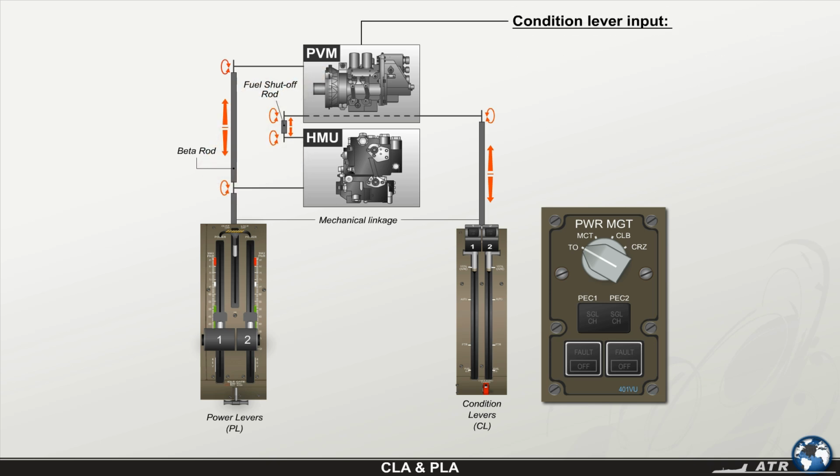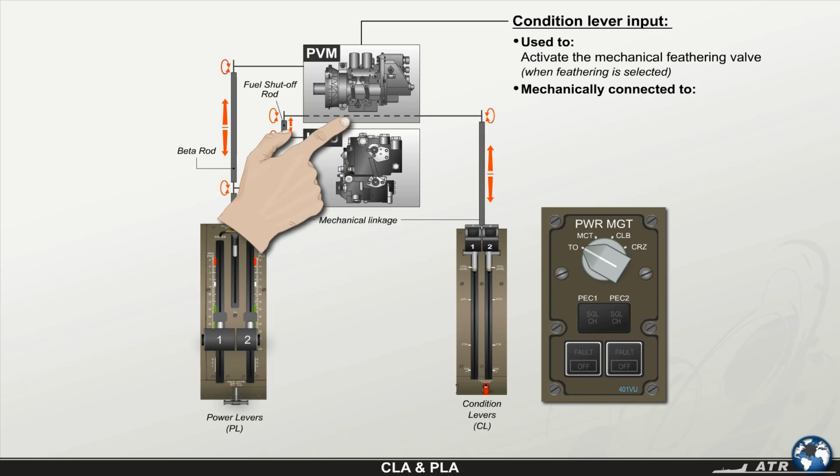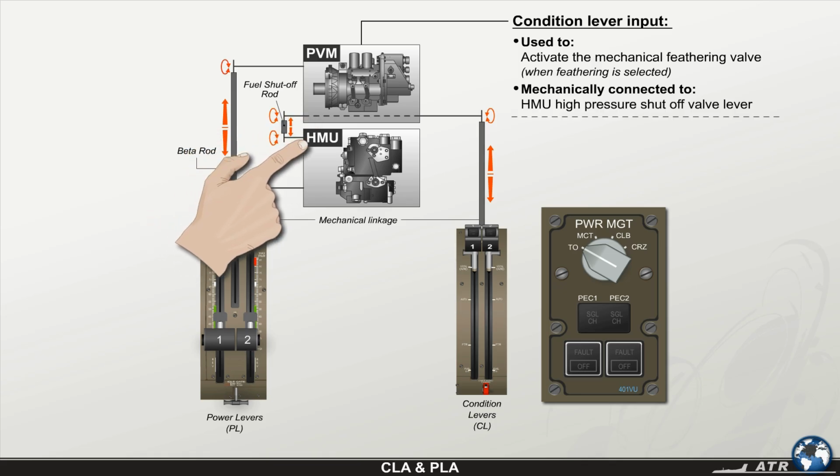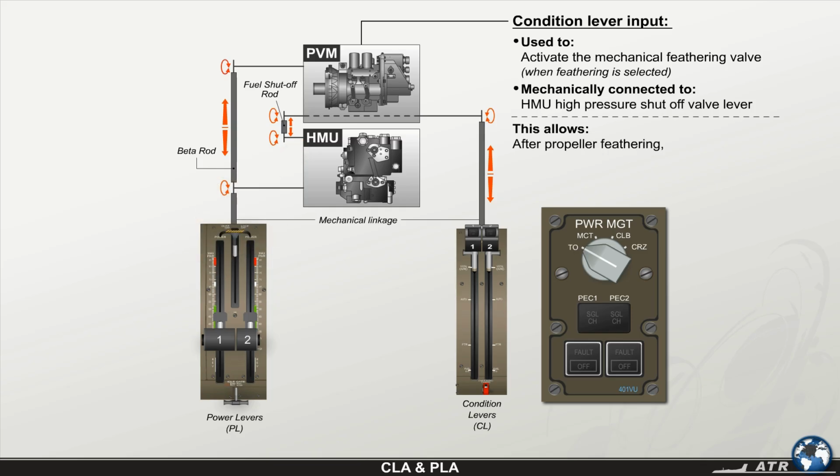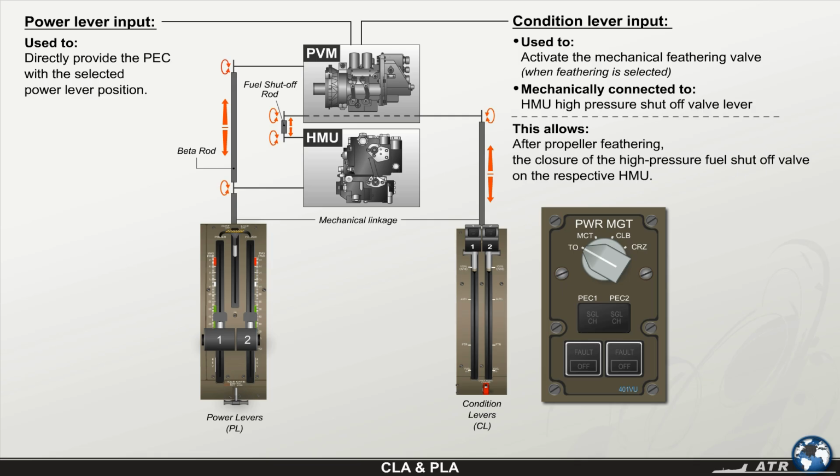The condition lever input is used to activate the mechanical feathering valve when feathering is selected. The PVM condition lever is also mechanically connected to the HMU high-pressure shutoff valve lever. This allows, after propeller feathering, the closure of the high-pressure fuel shutoff valve on the respective HMU. The power lever input is used to directly provide the PEC with the selected power lever position.